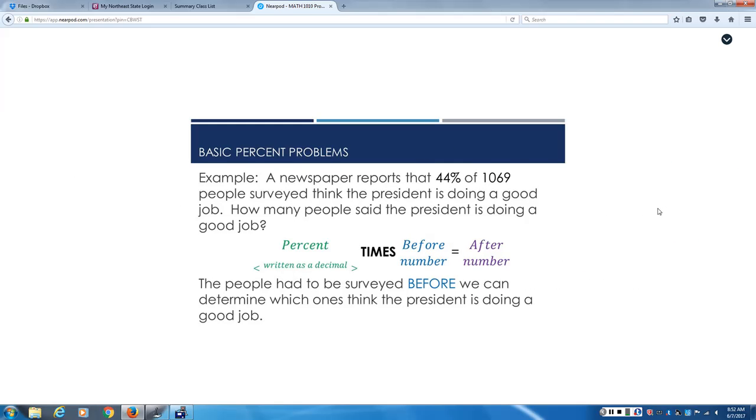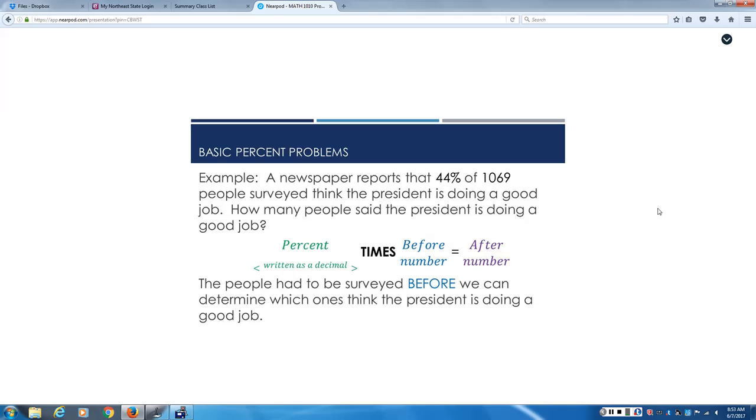So here's our first example that we're going to do. Newspaper reports that 44% of 1,069 people surveyed think the president is doing a good job. How many people said the president is doing a good job?